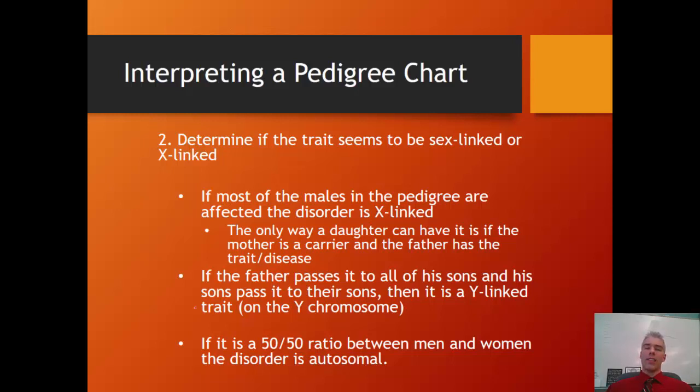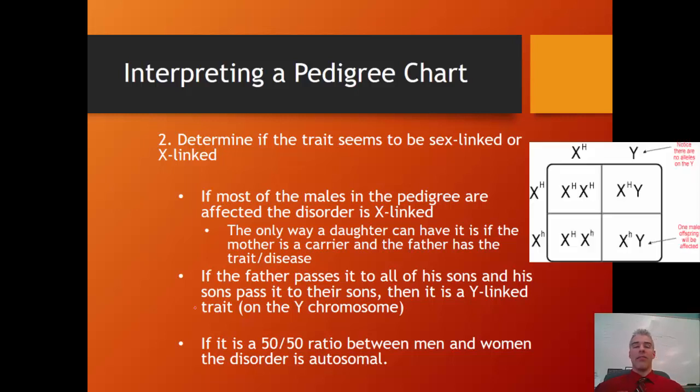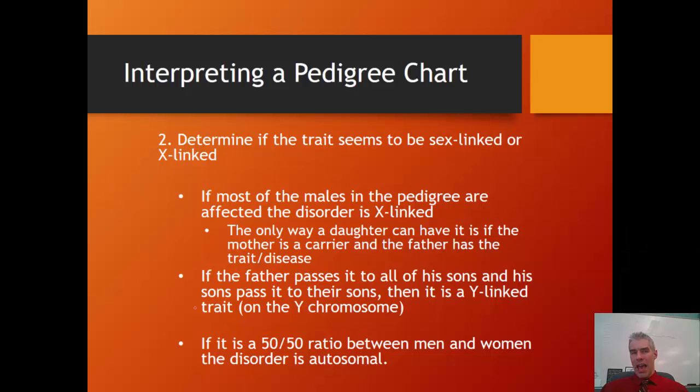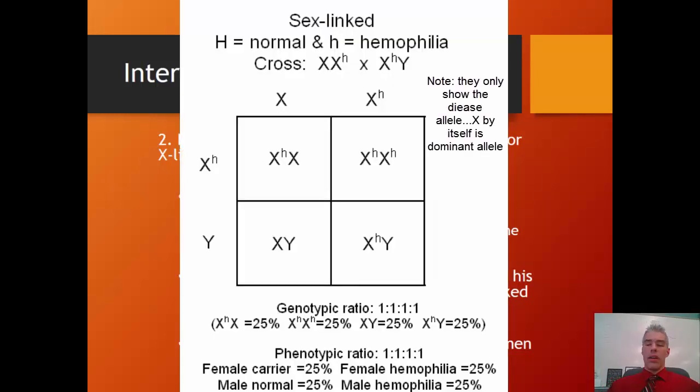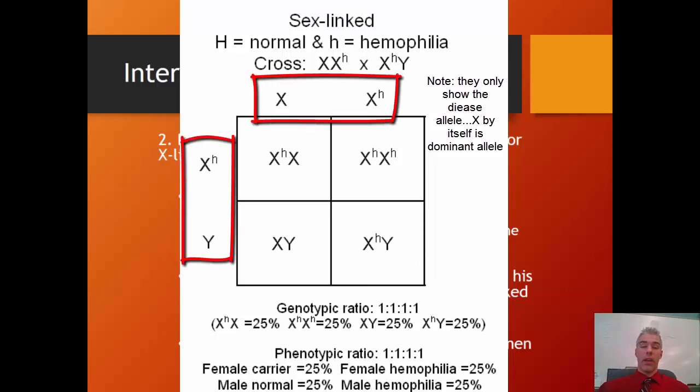The way you can tell if it's a sex-linked trait, specifically a sex-linked recessive trait, is if most of the males have the disorder, and you notice that pattern over and over again. Then it's probably an X-linked recessive disorder or trait. The only way daughters can have X-linked disorders is if their father has it and their mother was a carrier. Okay?